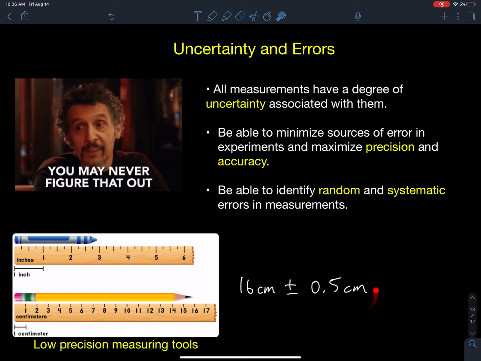And I didn't pull that out of thin air. That number came to me from a rule. So this is going to be 16 centimeters plus or minus 0.5 centimeters. And then I would leave feeling pretty confident that I've given a good estimate for the size of that pencil. About 99% of the time it'll fall in that range. So we're going to learn these rules today.